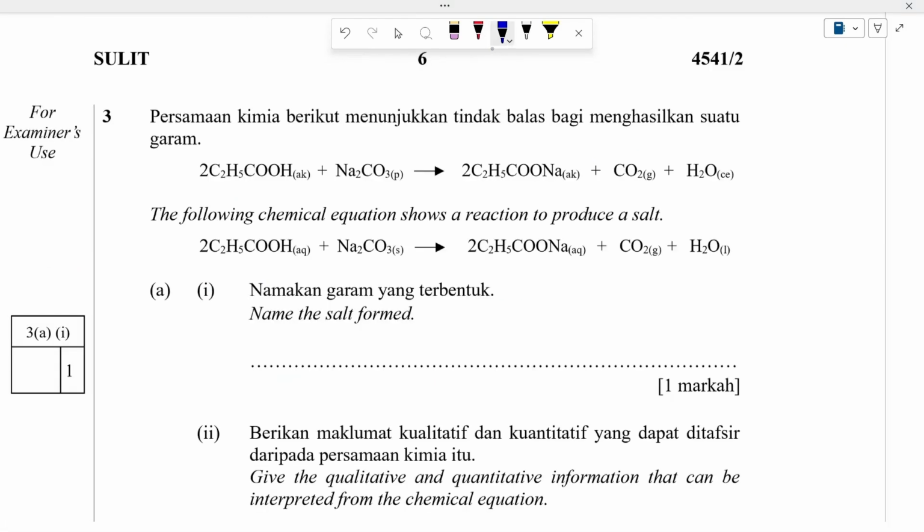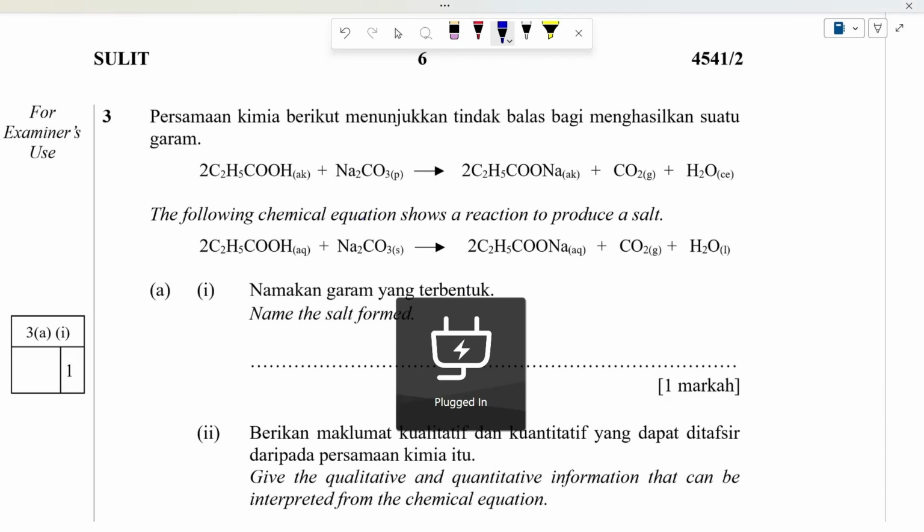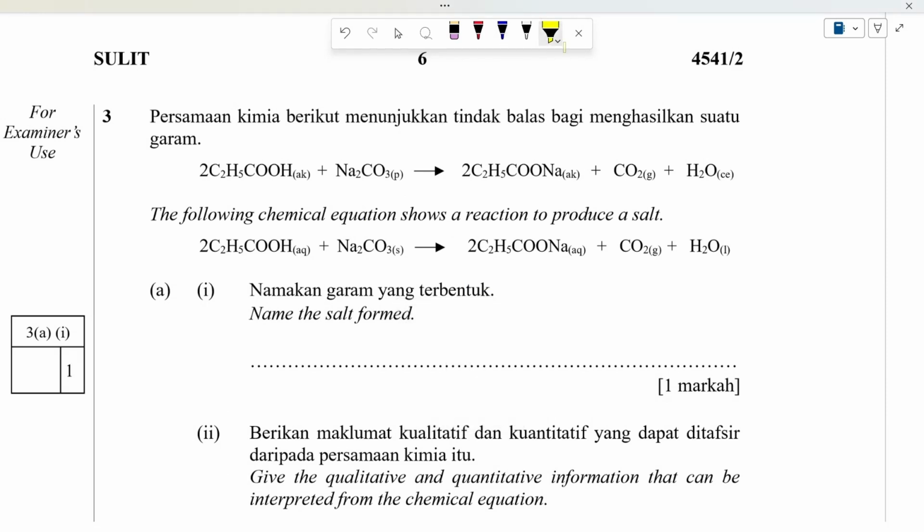Okay, the following chemical equations show the reaction to produce a salt. Now, class, what is the name for this chemical? C2H5COOH. Yes, very good. Propanoic acid.